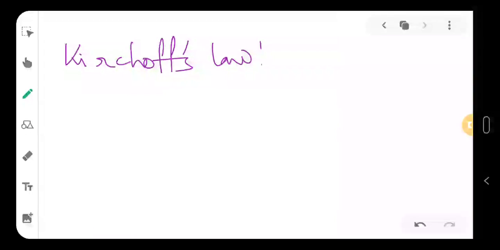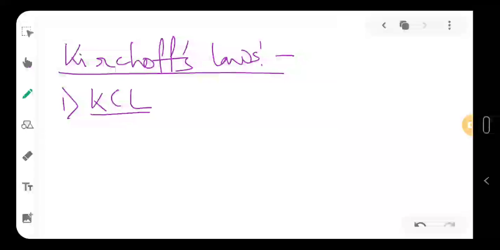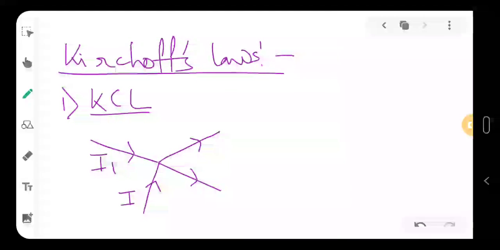Now Kirchhoff has two laws, so that's why it is laws. One is KCL, Kirchhoff's current law. So what is that? Kirchhoff has told that if you have 3 junctions or 4 junctions, more than 2 junctions, and the currents are like this, these two currents I1 and I2 are entering. So what kind of junction is this?